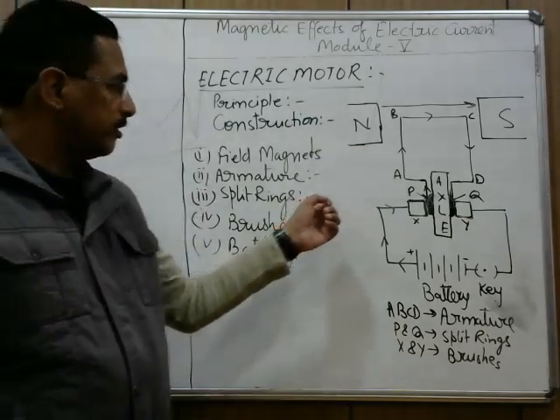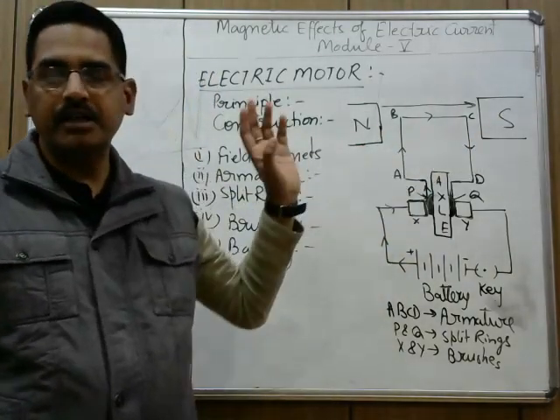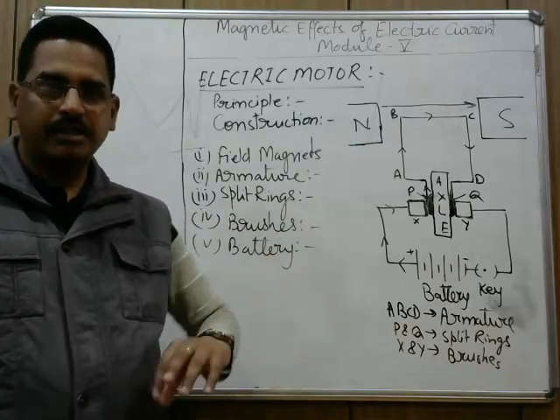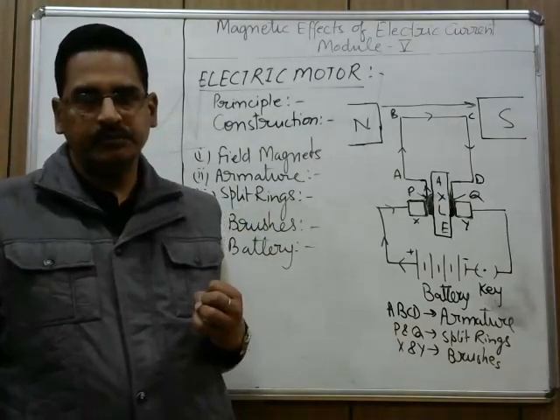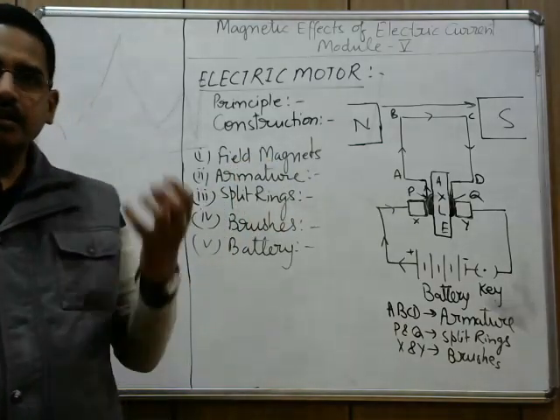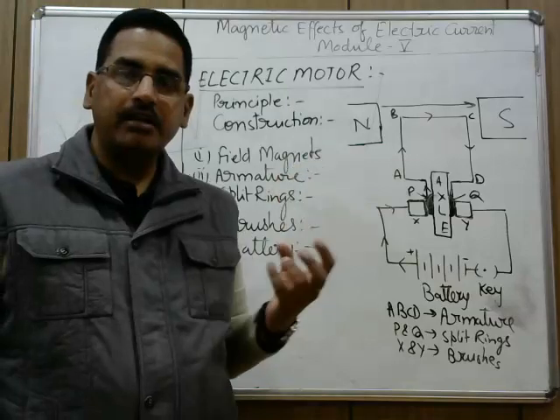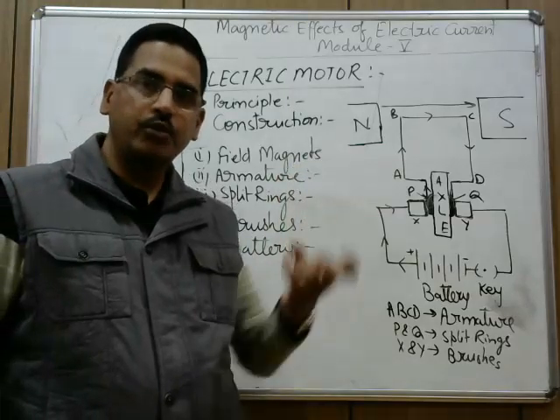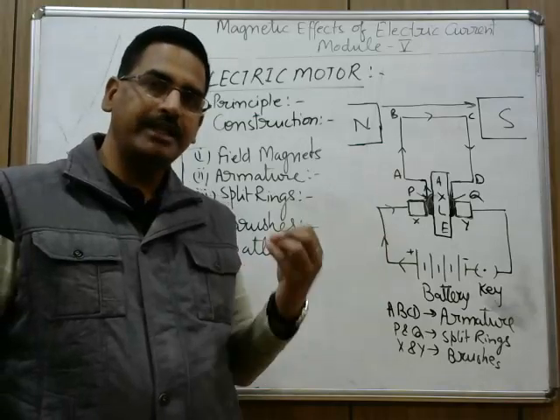Now once again I am telling you, north and south are the field magnets. The function of the field magnet is to provide a strong magnetic field. Clear? In commercial motors, we use electromagnets whose strength can be increased or decreased as per requirement by increasing the current.